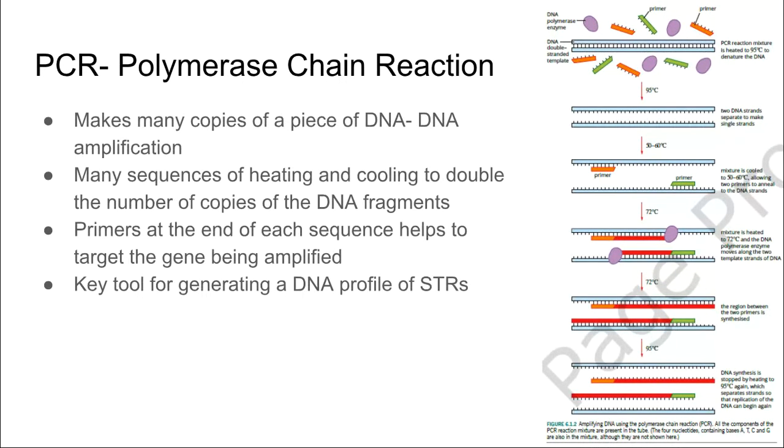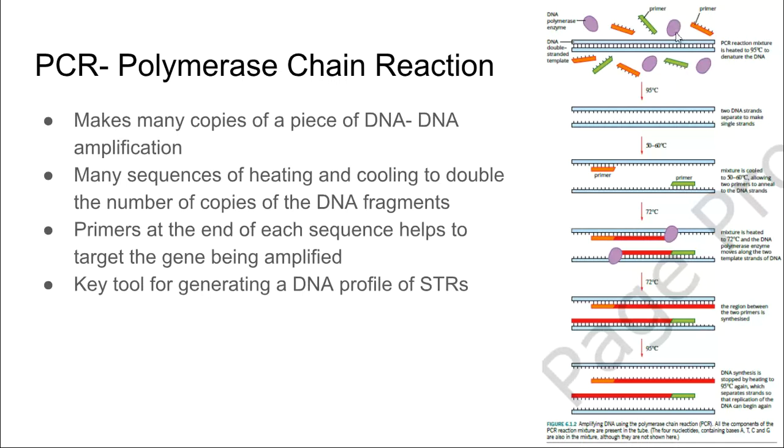PCR, the polymerase chain reaction, is a process which makes many copies of a piece of DNA, and we call this DNA amplification. The DNA undergoes many cycles of heating and cooling, which allows the number of copies of the DNA fragments to double. To allow this to happen, there need to be primers at the end of each sequence, which help to target the gene being amplified. So we don't want to target the entire sequence of DNA to amplify it. And it's a key tool for generating a DNA profile of short tandem repeats.